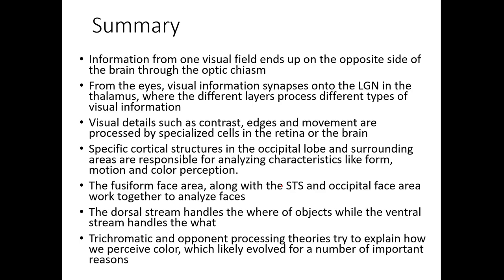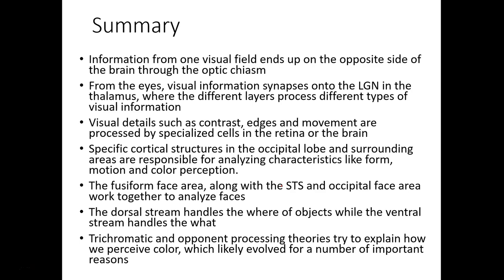So that's it for this lecture. Let's summarize the information. We've covered a lot of information in this particular lecture. Information from one visual field ends up on the opposite side of the brain through the optic chiasm, but remember, it's just the inner halves of the retina, the information that crosses. The outer halves of the retina stay on the same side as it ends up on the right or left hemisphere. From the eyes, visual information synapses onto the LGN, lateral geniculate nucleus in the thalamus, where different layers, parvo, magno, and koniocellular, process different types of visual information.